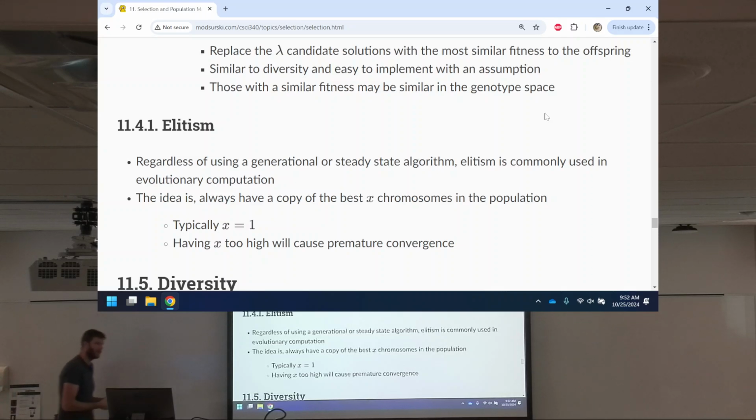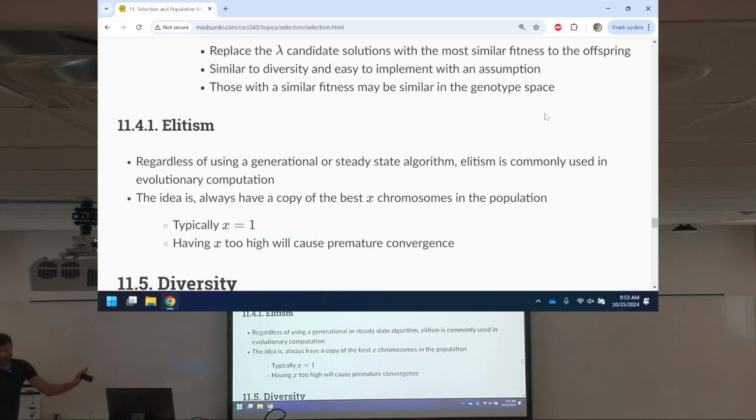But you've got to be careful. Always keep the number that are elited to the next generation small. I always use 1. I think I used 2 once when I had population sizes that were astronomically large. Always keep it very small, because as soon as you make it too big, things are going to converge way too quickly.